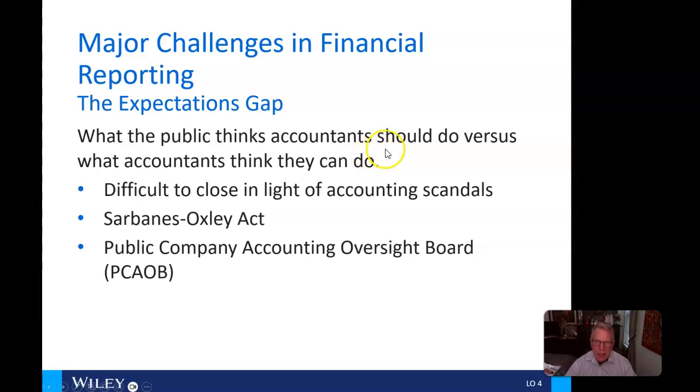That expectation gap is what the public thinks we should do compared to what we actually do. And it's difficult to close that expectation in light of the accounting scandals that happened mostly in the early 2000s. And then, as a result of Enron and WorldCom, Congress came down with the Sarbanes-Oxley Act, often called SOX.